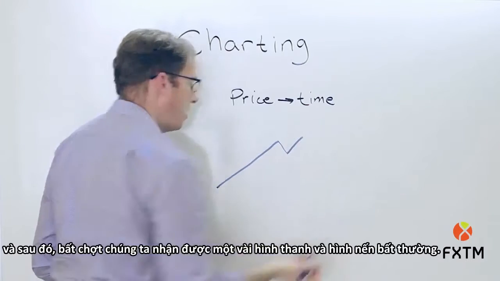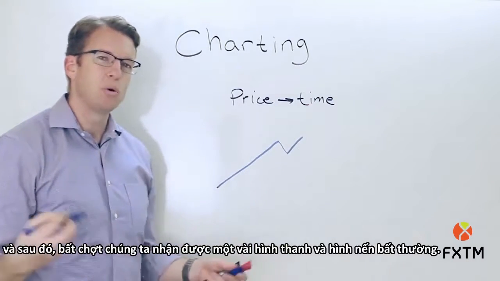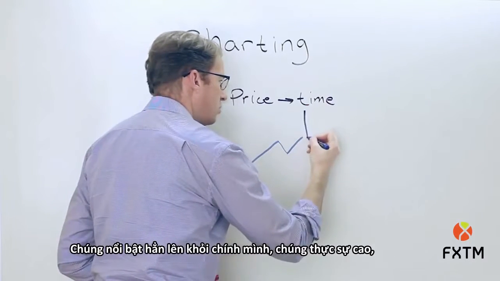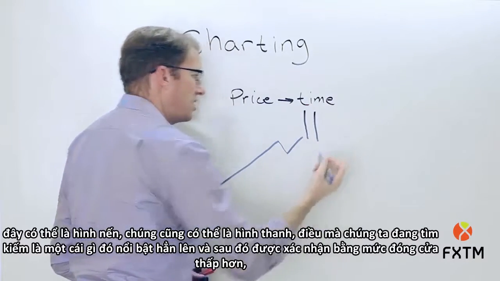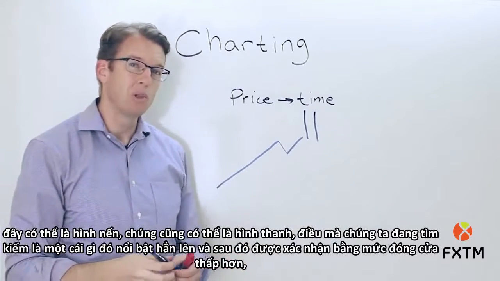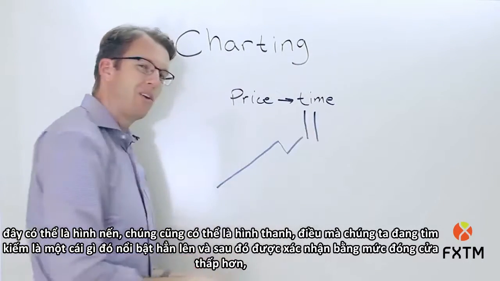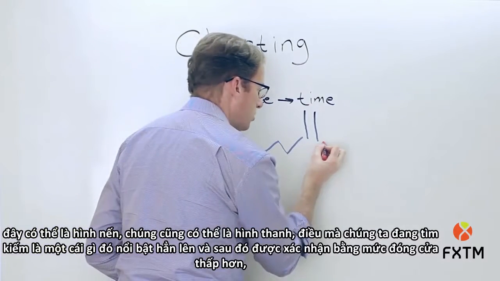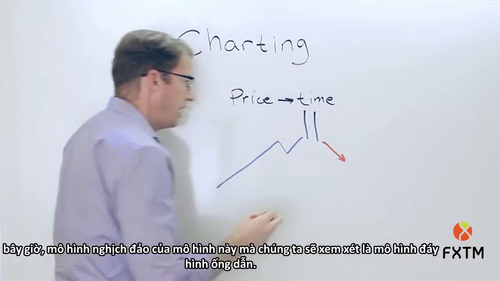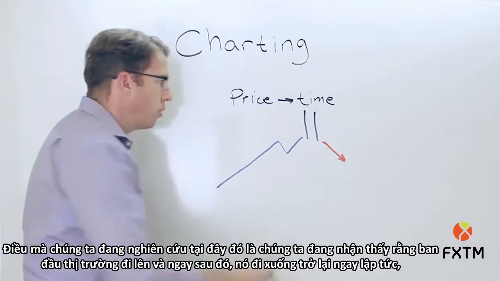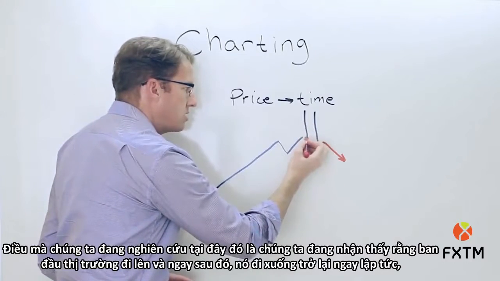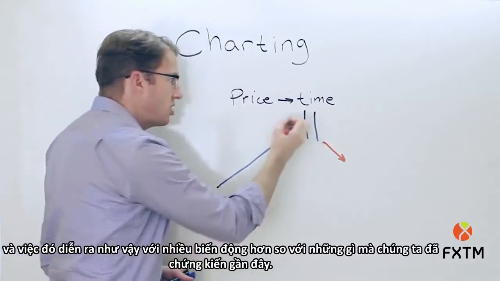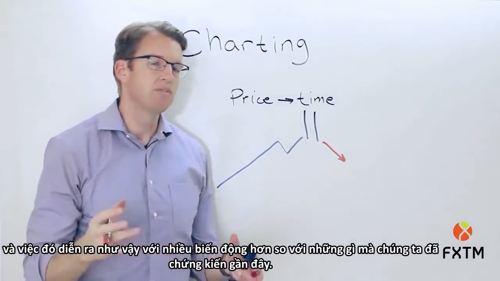It's been trending higher, and then all of a sudden, we get a couple of unusual bars or candles. They kind of stand out all by themselves. They're really tall. These could be candles, they could be bars. Either way, what we're looking for is something that's standing out all by itself, and then it's confirmed with a lower close like this. Now, the inverse of this we would look at as a pipe bottom. What we're seeing here is that initially the market went up, and then right after that, it went right back down, and did so with a lot more volatility than what we've seen recently.